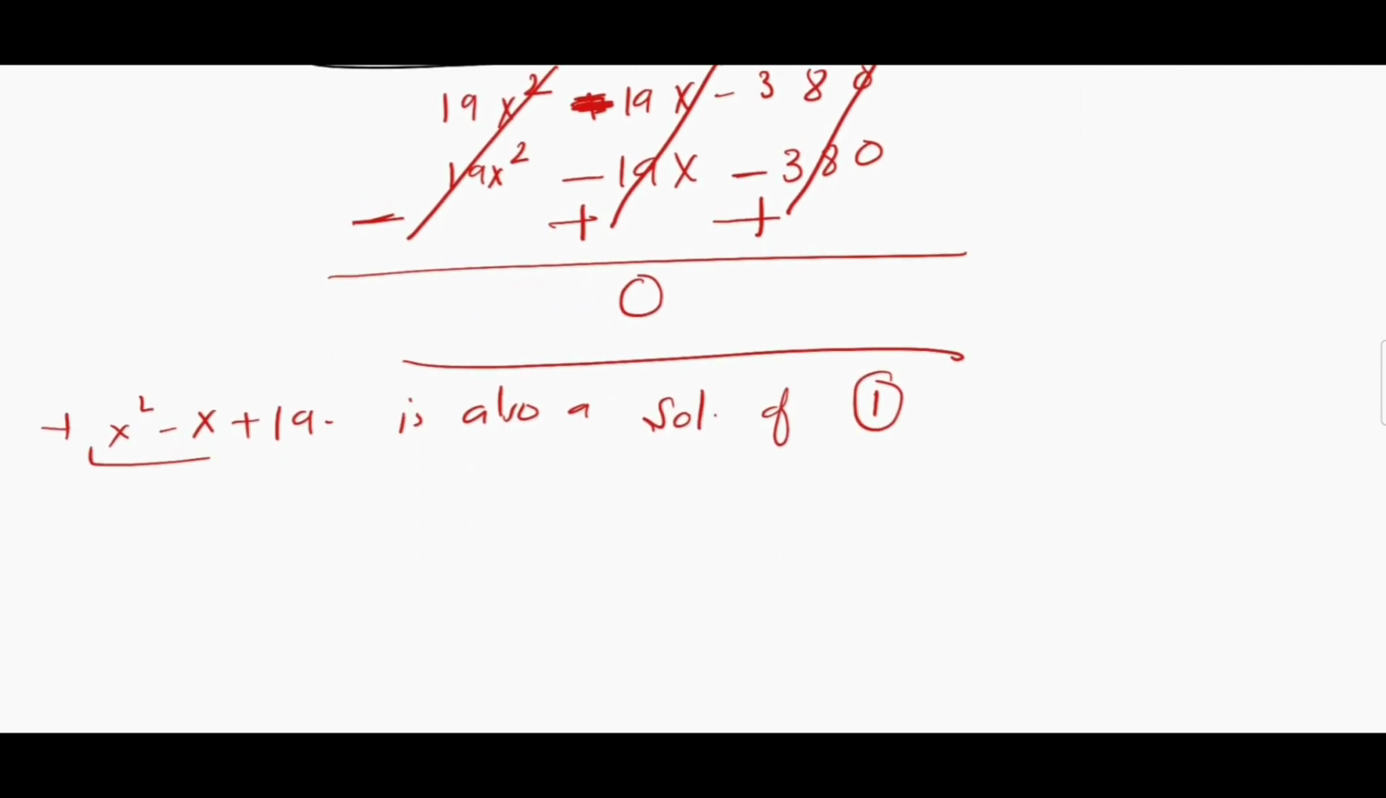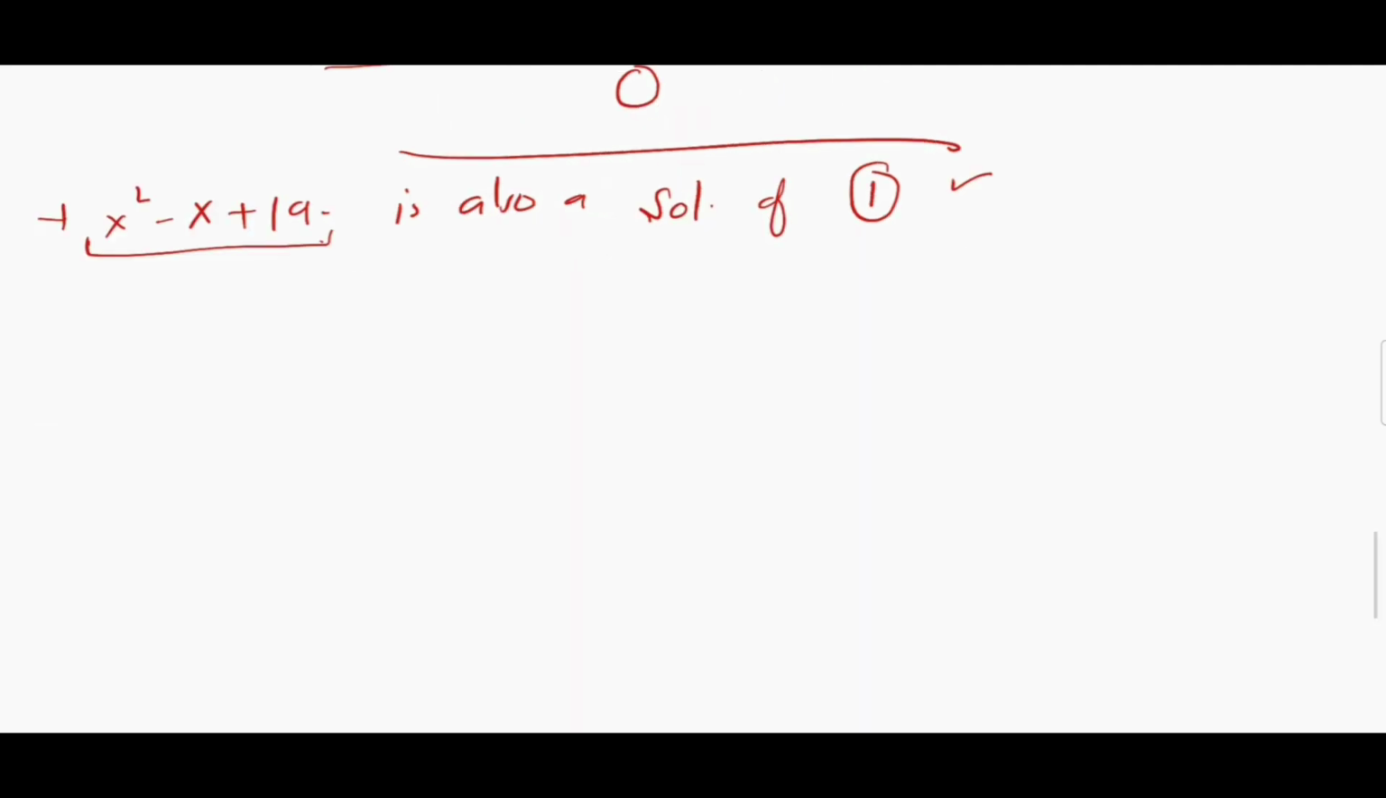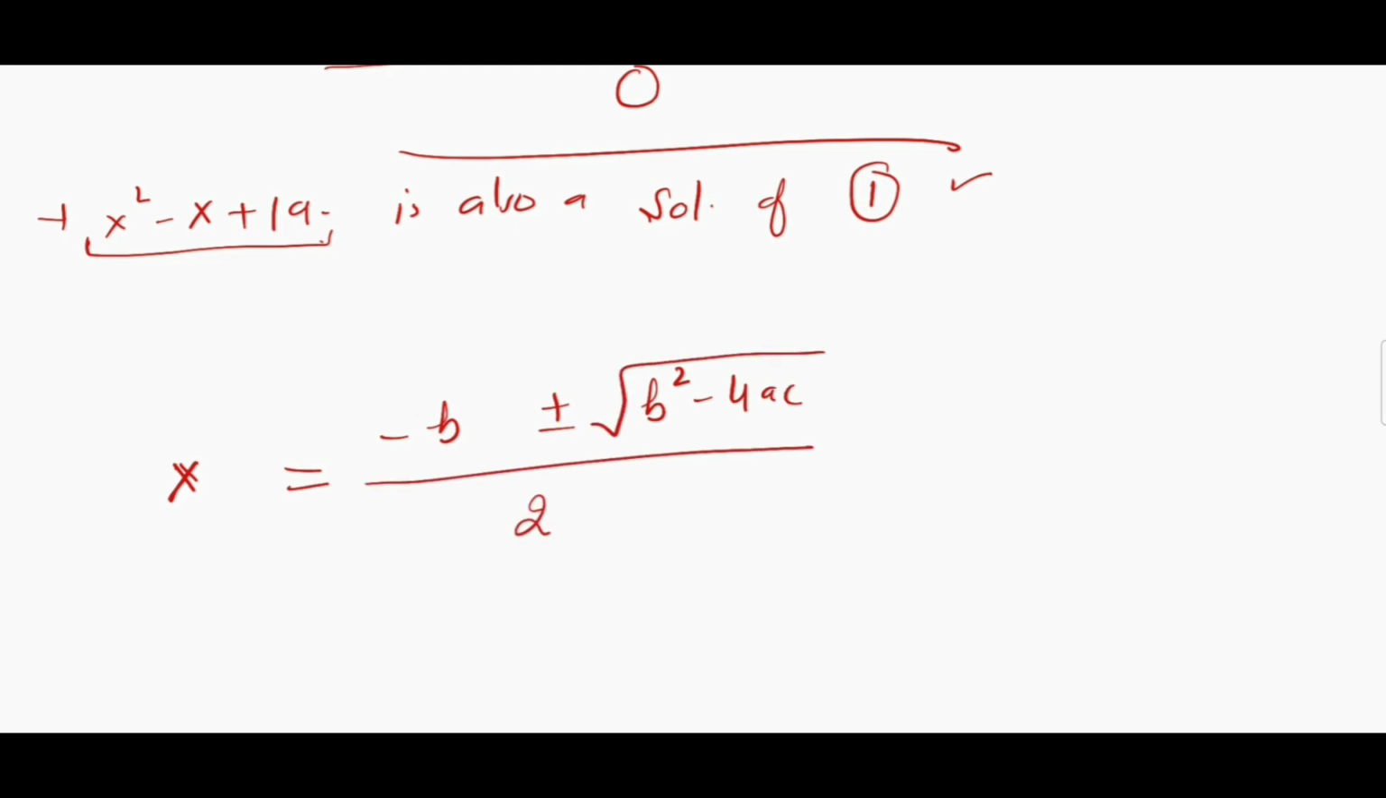So this is a quadratic expression. So we can find the value of x from here, two other values of x or two other solutions of this equation number 1. Here we won't be able to use the midterm split method, so we can use the direct formula where x, the values of the other two factors, x is equal to minus b plus minus square root of b square minus 4ac divided by 2a.